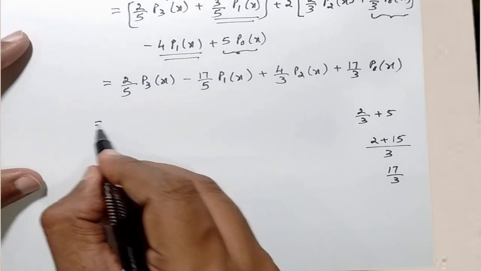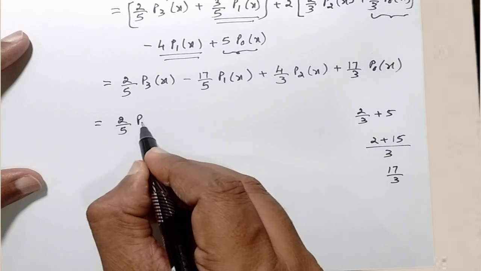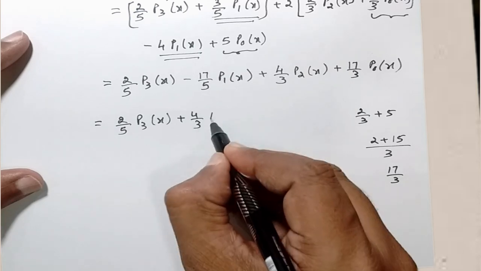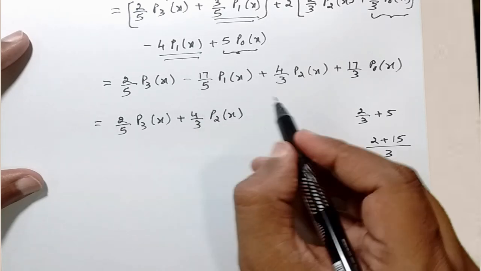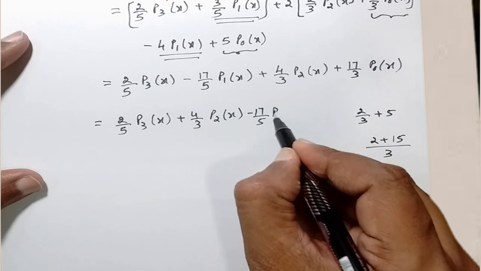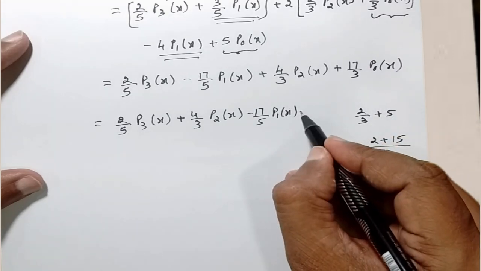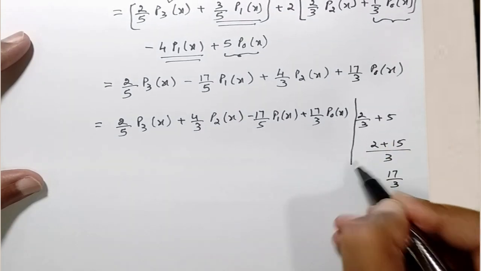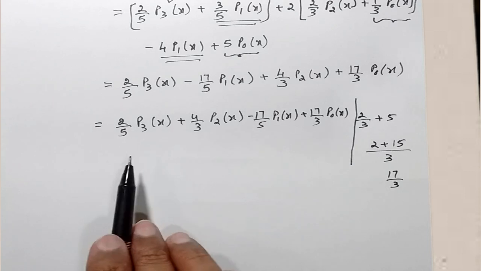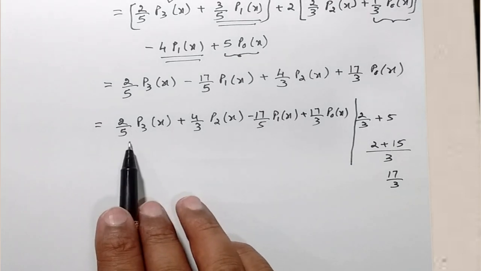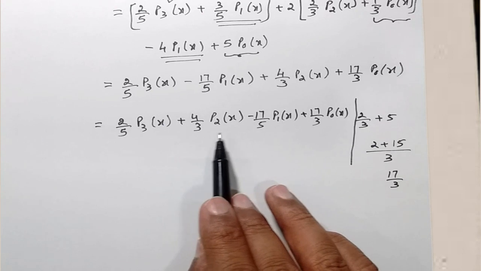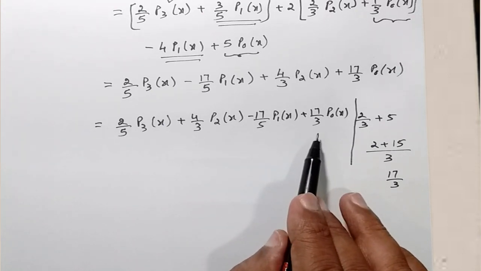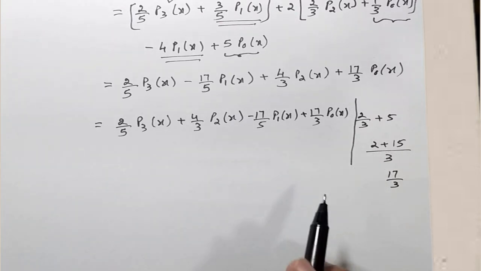So let's write in order. It is 2 by 5 P3. After P3 I'll write P2, so this is the P2 value plus 4 by 3 into P2 of x. After P2 I'll write P1, minus 17 by 5 P1. After P1 I'll write P0, plus 17 by 3 into P0 of x. This is your required solution: f of x is 2 by 5 P3 of x plus 4 by 3 P2 of x minus 17 by 5 P1 of x plus 17 by 3 P0 of x.